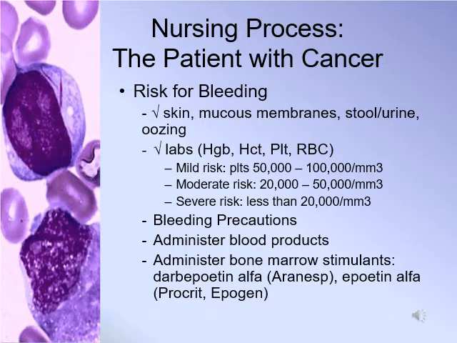So bleeding precautions. Other labs, if hemoglobin and hematocrit are also low, they may need blood products to build up that hemoglobin level as well. Obviously, we can give actual platelet infusions too, if platelets were extremely low. Bone marrow stimulants might be applicable here. We talked about EPO, Epoetin alfa or Epogen, and there are some other versions of that as well.